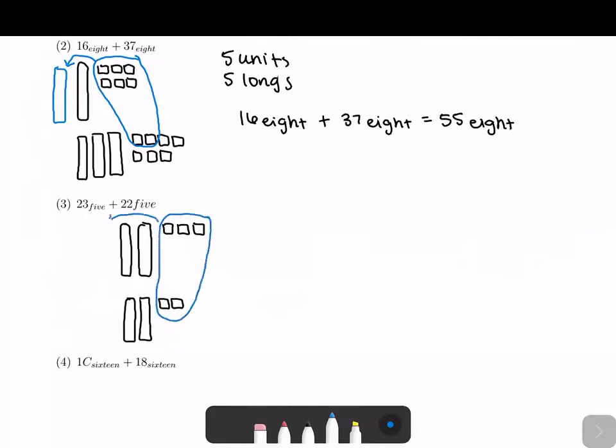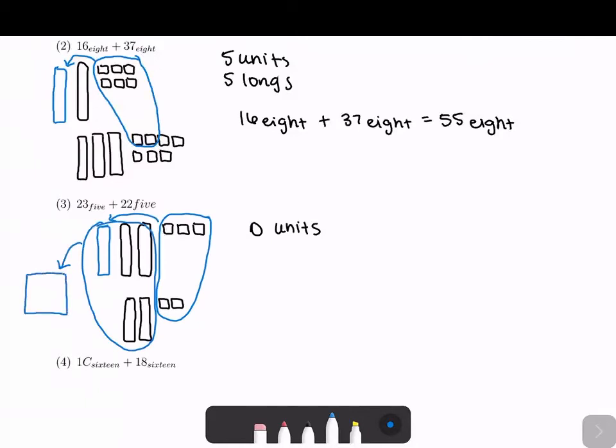That tells us that we are going to have 1 long over here with no units left over. So once we regroup those, we have 0 units left over. And now we have 5 longs. But because we are in base 5, we have that these 5 longs give us 1 flat.